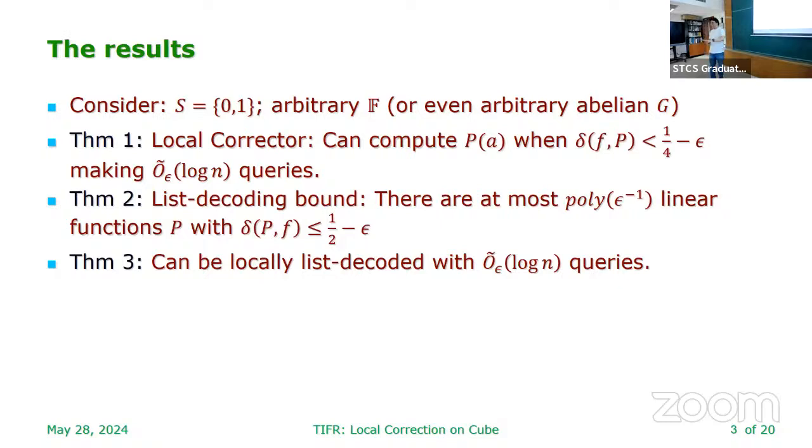Let me just state the results. The results are fairly clean and essentially in various ways the best possible. What we will get is a local corrector, which means we will compute the value of this polynomial at any given point, provided the distance is at most 1/4. Again, stressing, we are only going to look at the case where the input values are in {0,1}^n. And the field will be arbitrary.